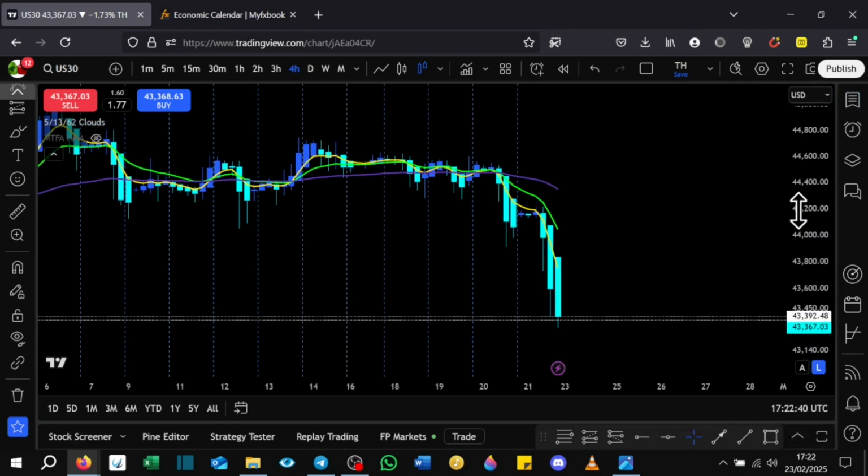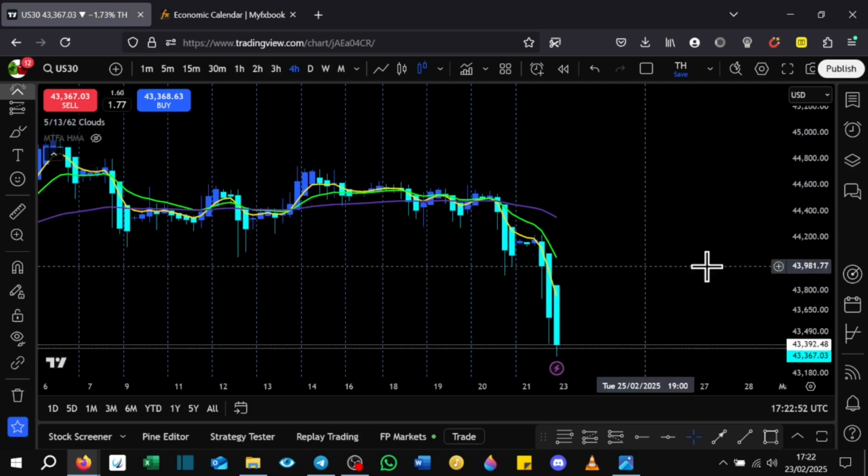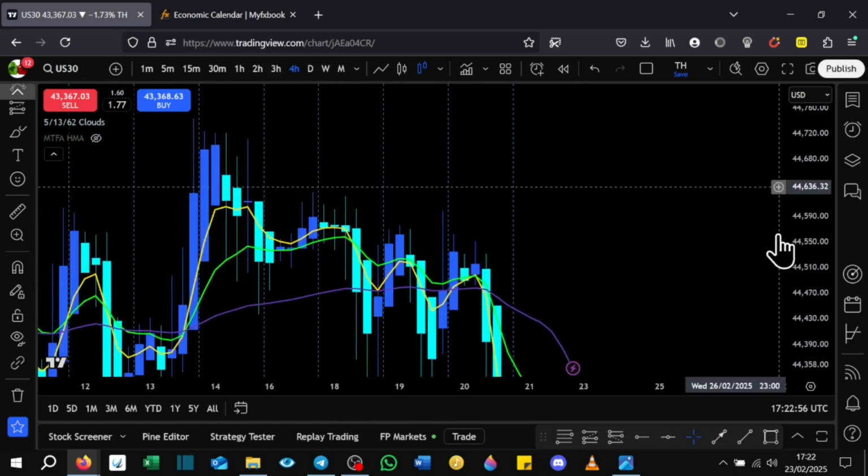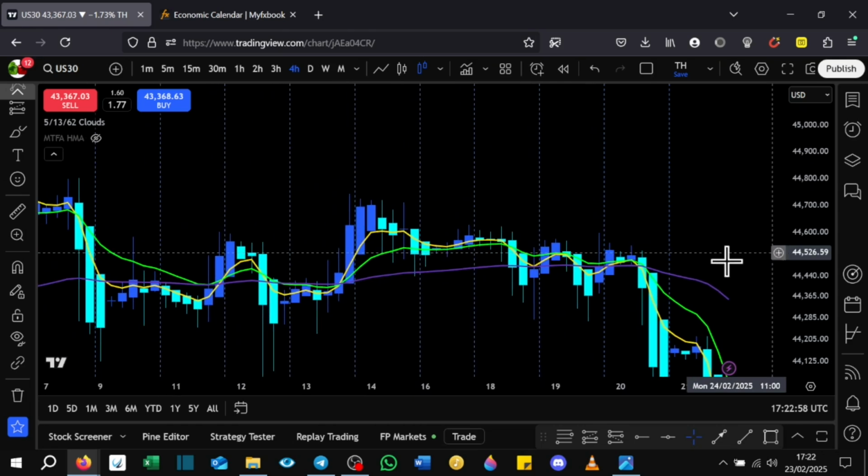Moving now on to US 30. This is where I got stopped out. Not every trade is going to win. We're not going to win every single trade. No trader ever wins every single trade. You're going to have losses. I was bullish on US 30 and I got it wrong. It is what it is. You've got to take the trades when the criteria is met.